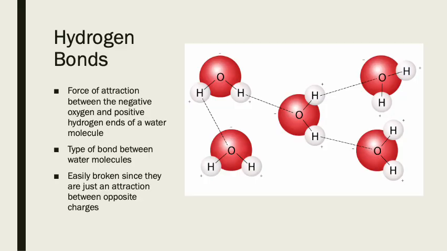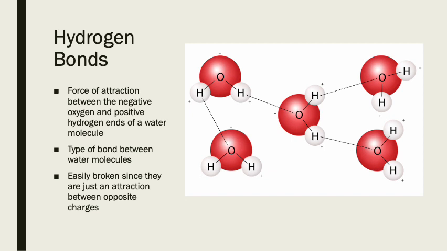This positive and negative attraction between molecules forms hydrogen bonds. So these are little forces of attraction between a negative and a positively charged atom. In this case, it's the negatively charged oxygen attracting the positively charged hydrogen. We all know opposites attract. So if I have a negative oxygen, it's gonna attract that positive hydrogen. And it could attract multiple because oxygen is so much bigger than hydrogen.